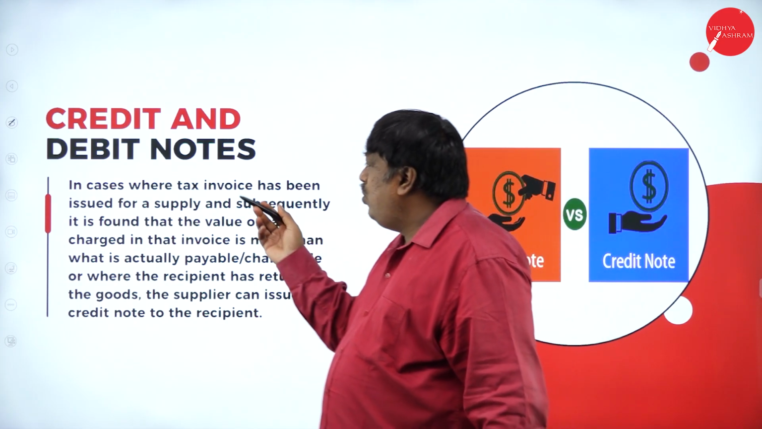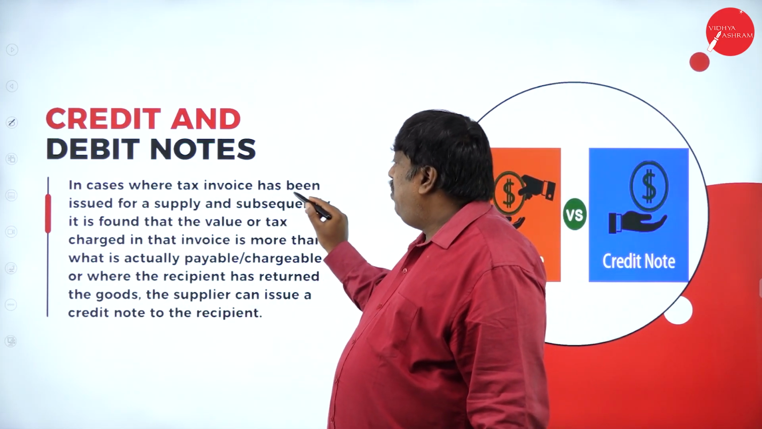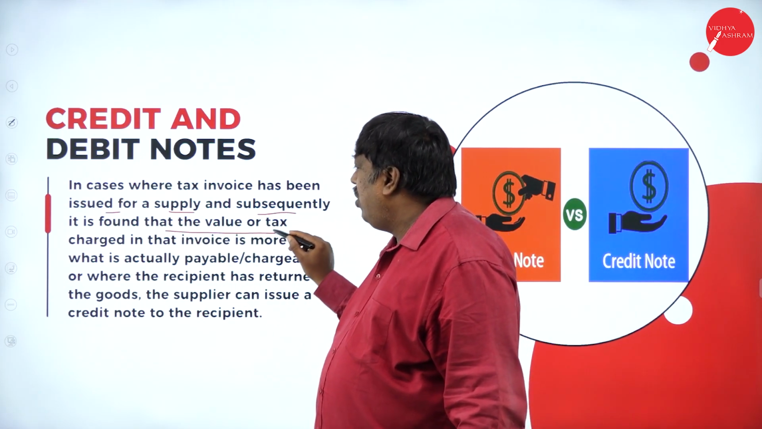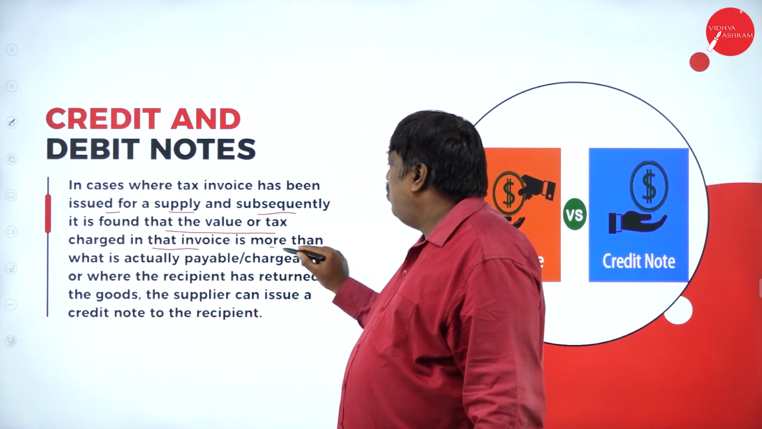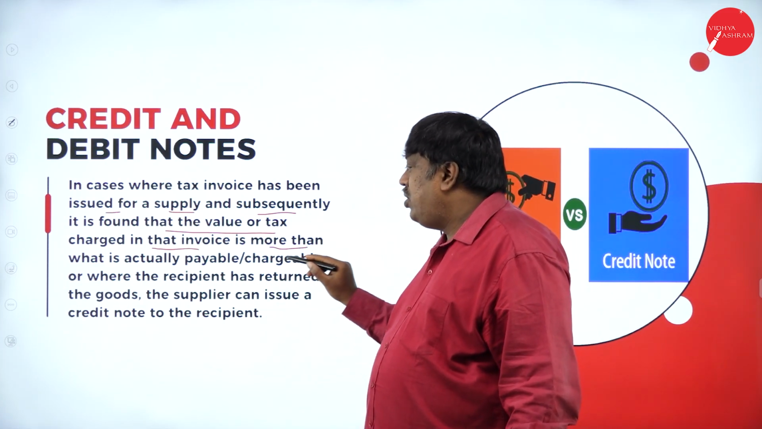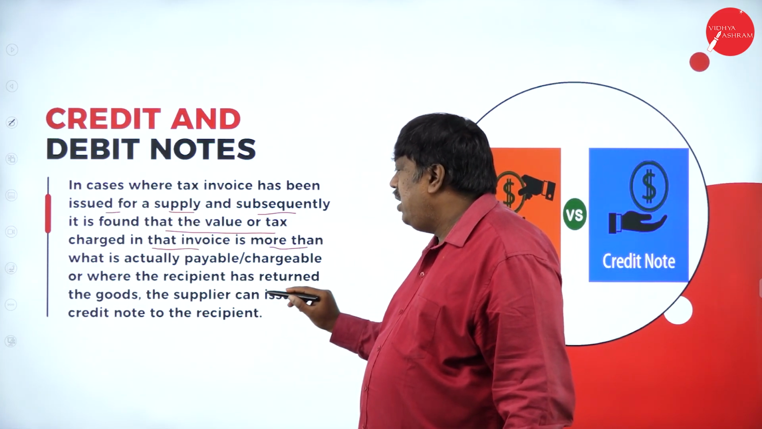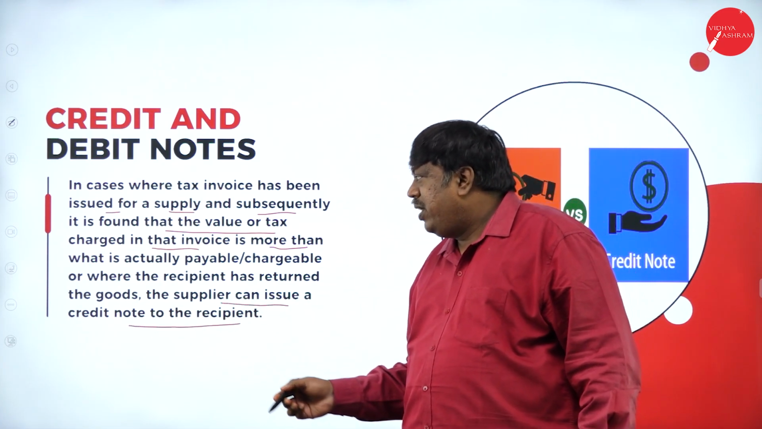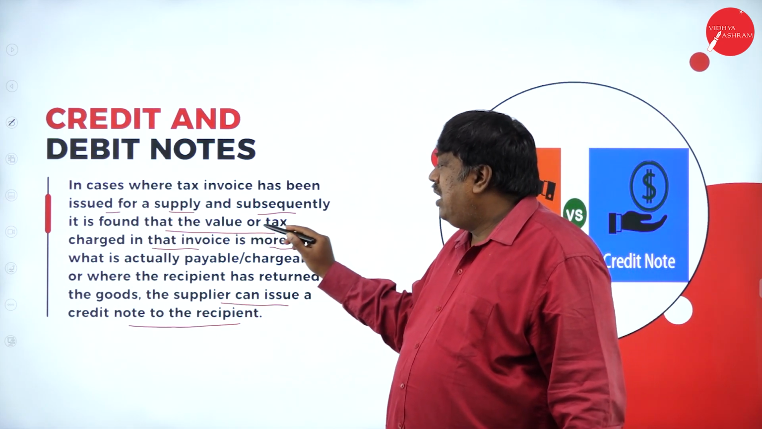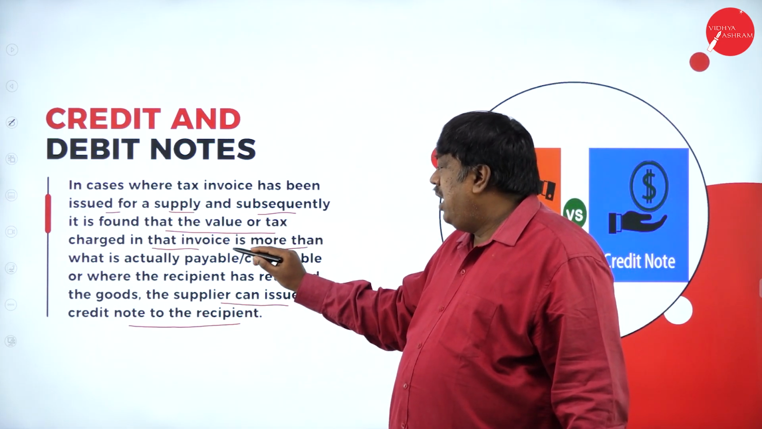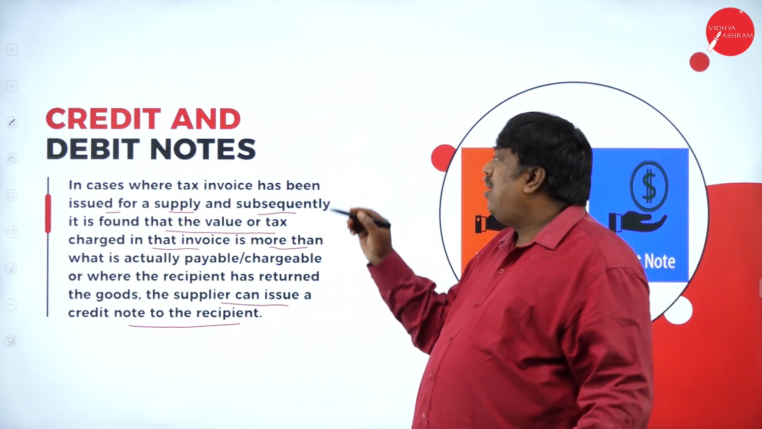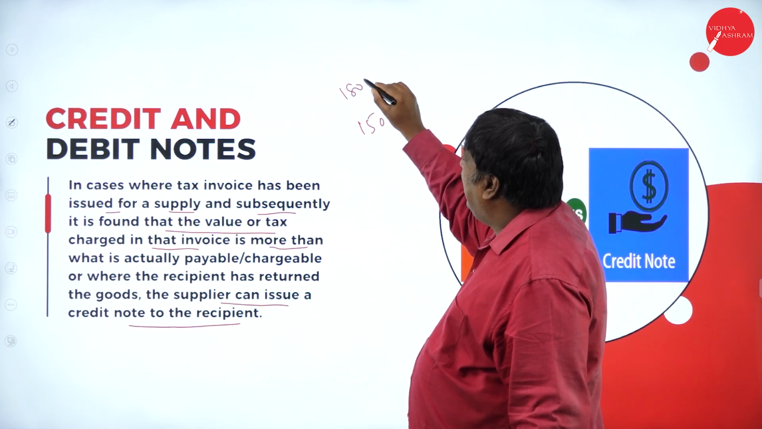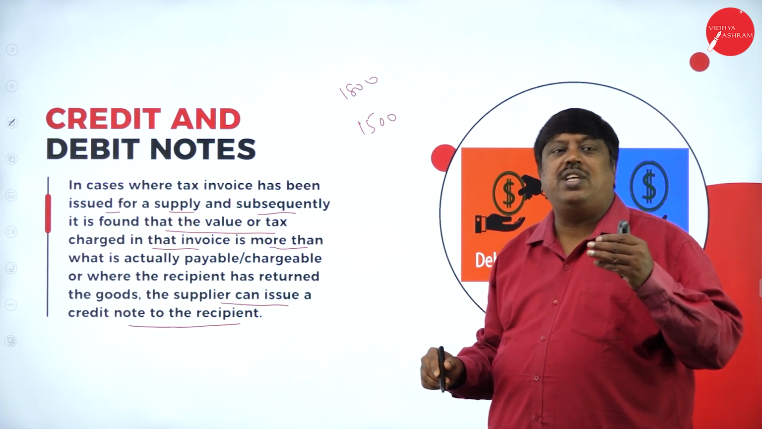Next we have a debit note and credit note. In case where tax invoice has been issued for a supply and subsequently it is found that the value or the tax charged in that invoice is more than what is actually payable or chargeable, or where the recipient has returned the goods, the supplier can issue a credit note to the recipient. Means, see here, the value or the tax charged in the invoice is more than the actual. For example, it comes to 1,500 here, but we have collected 1,800. In this case, we have to issue the credit note.